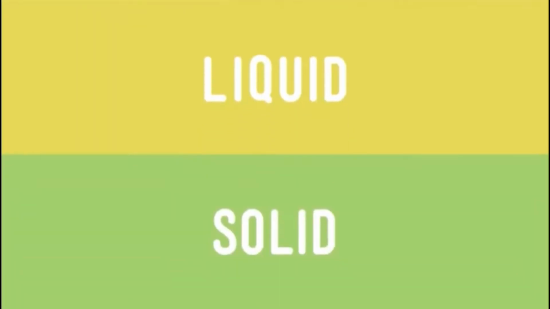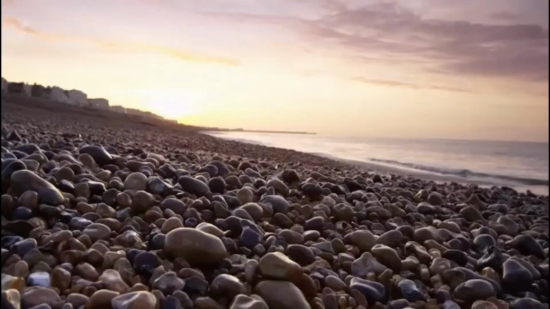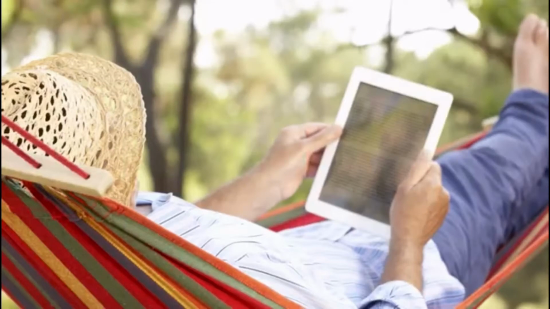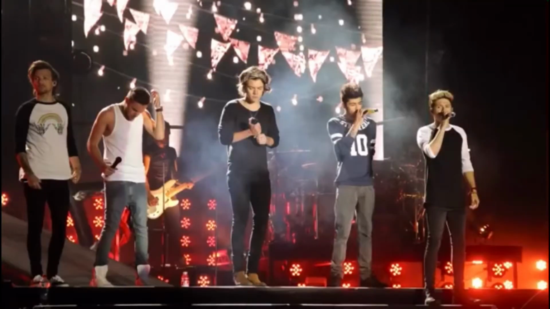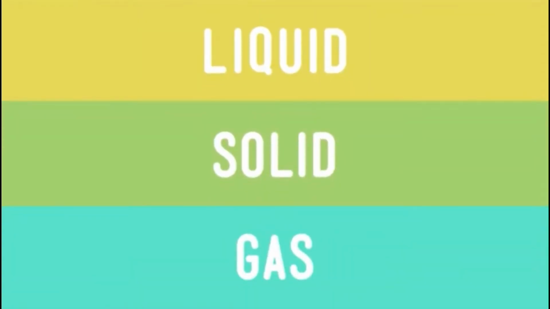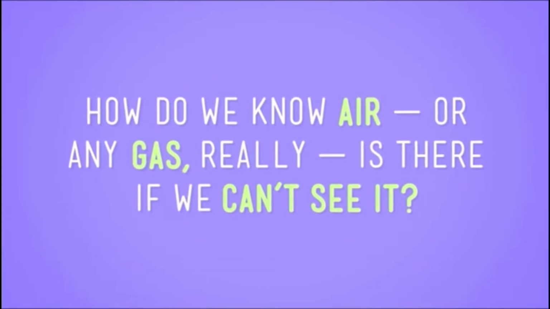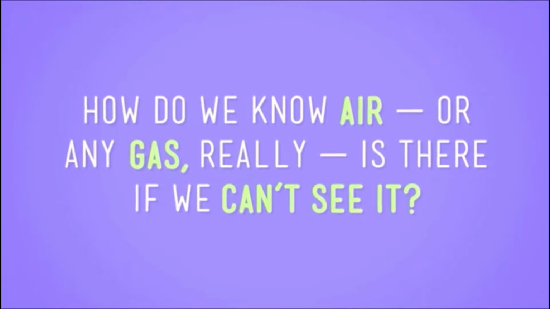Solids are matter too, of course, probably the most obvious kind. Rocks are solid, and so is ice, which is just solid water. Soccer balls are solid, iPads, your pet Fluffy, and every single guy in One Direction. And just like rocks, all those things have weight and take up space. Now, you know what's weird? Sometimes matter can't be seen or felt, but it's there. Like the air we breathe. Air is an example of gas, the 3rd main state of matter. And I probably know what you're thinking. How do we know air, or any gas really, is there if we can't see it? Well, we can prove it by doing an experiment. Science.